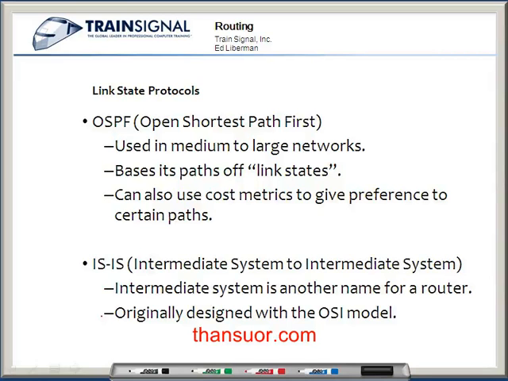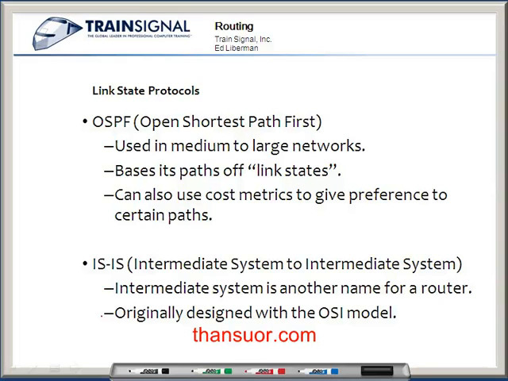But it also could use cost metrics to give preference to certain paths. And that's one thing to keep in mind, because cost metrics very often are used more with your distance vector protocols than with your link state protocols. And we'll talk about that in just a moment.